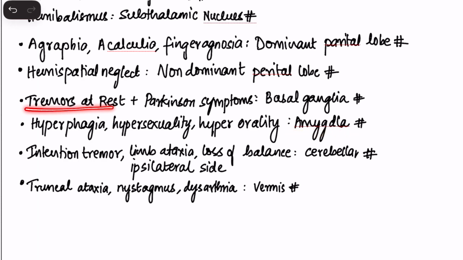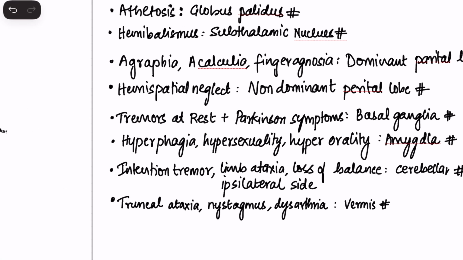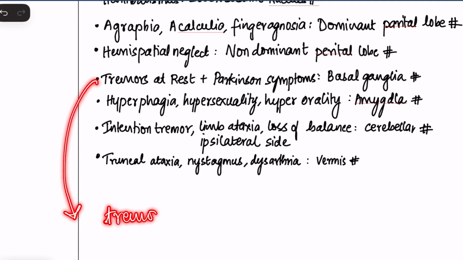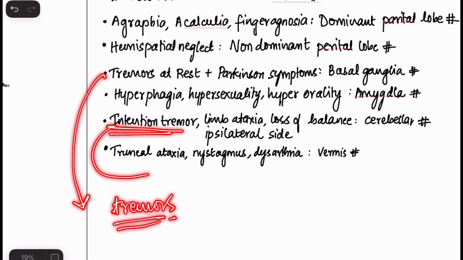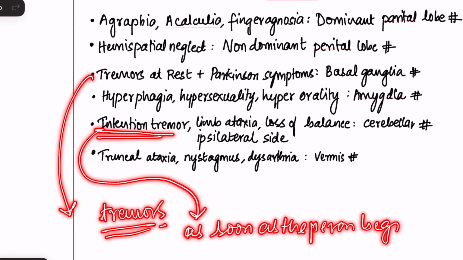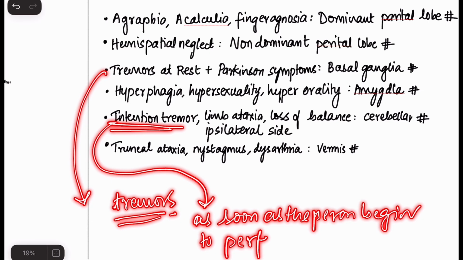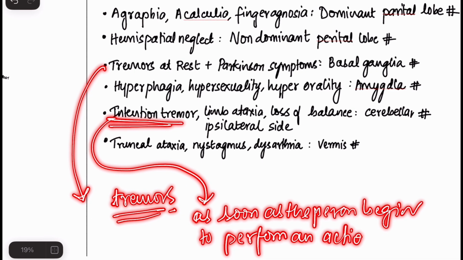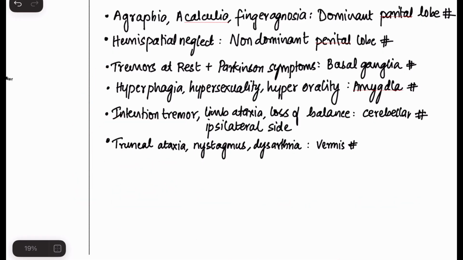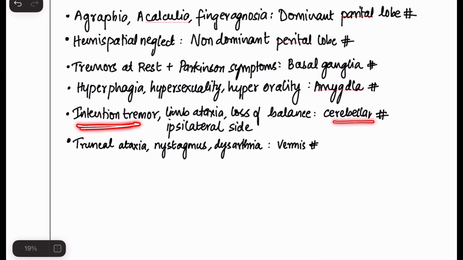Now, since we have talked about tremors at rest, let us contrast it with intention tremors. Tremors at rest simply means that when the person is just sitting or not doing anything, there are tremors. Intention tremor is tremors not being present at rest, but as soon as the person begins to perform an action, the tremors begin. Right, so this case would mean a cerebellar damage.